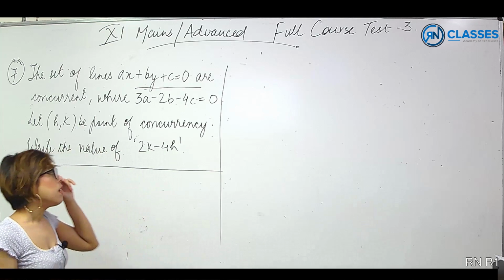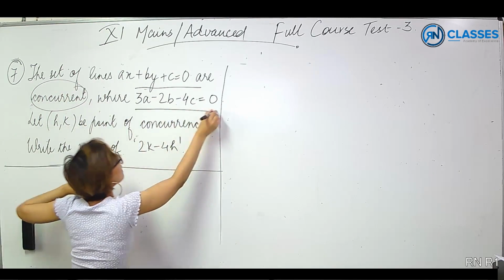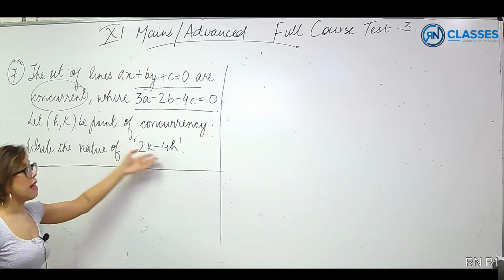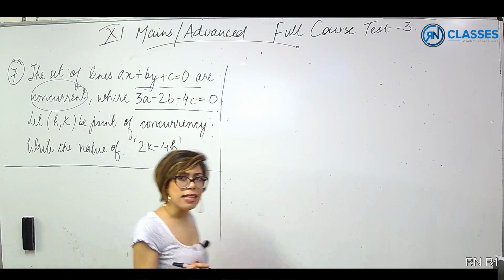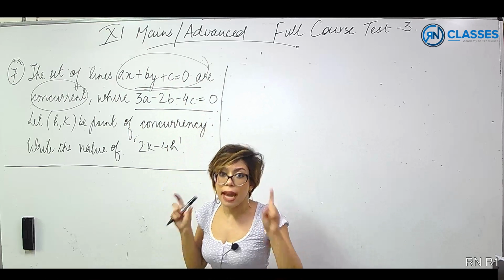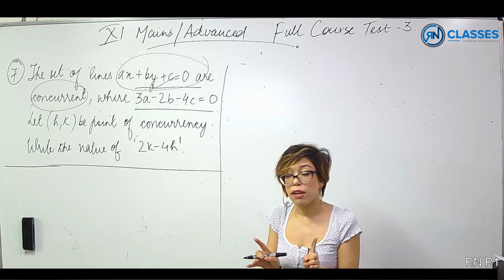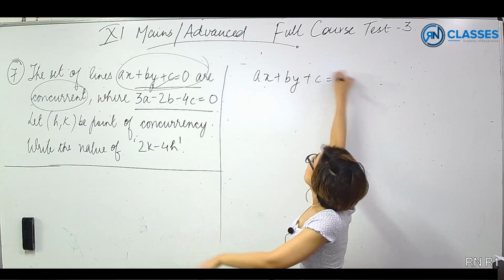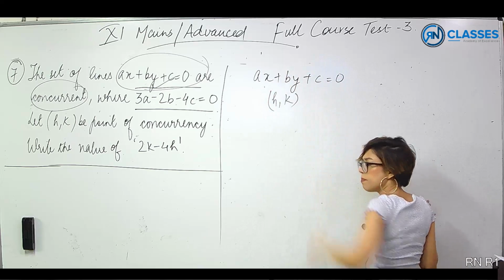Alright, the next one. Now he says the set of lines are concurrent where this condition is satisfied. Let h comma k be the point of concurrency, then we need to find the value of this. Basically, I need to find the point of concurrency. Now, he says for all of these lines, there have to be some point of concurrency. That means all of these lines must pass through a fixed point, right? And that fixed point, he says, is h comma k. All of these lines, as in this family of lines, pass through this, right?